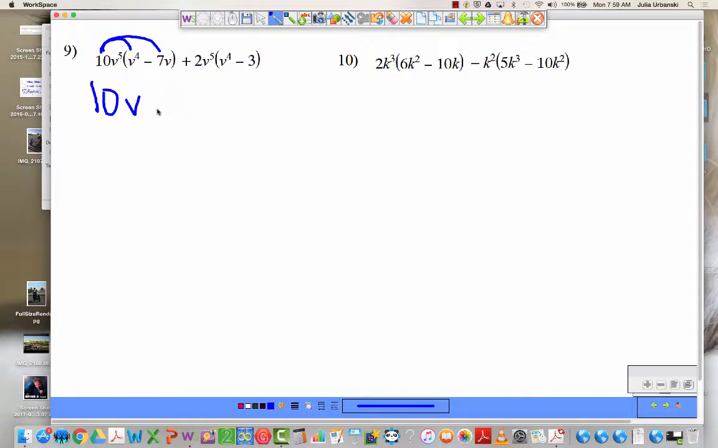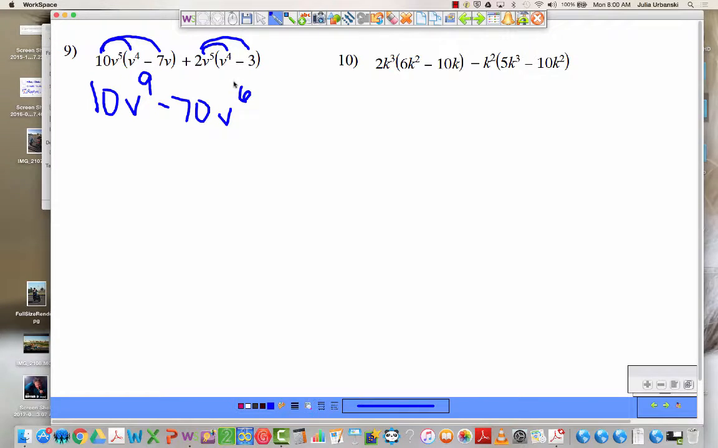V to the 9th. Thank you. Minus 10 times 7 is 70. Then we have v to the 6th. But now it's a plus sign, and we have a number times parentheses again. So you have a double distribution to do here.